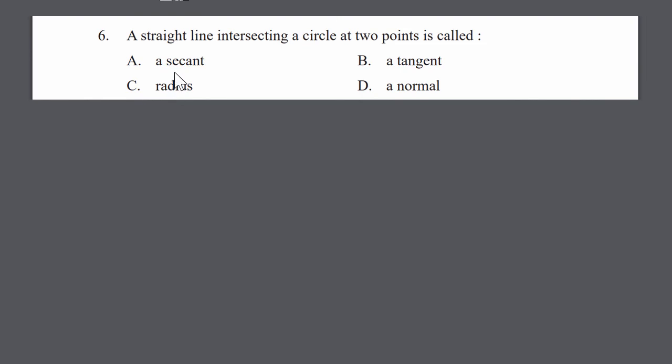So what were the different options? We had secant, which is the answer. Tangent touches only 1 point, not the answer. Radius doesn't even touch the circle, okay? So it doesn't even touch 2 points in the circle. So the answer is A.